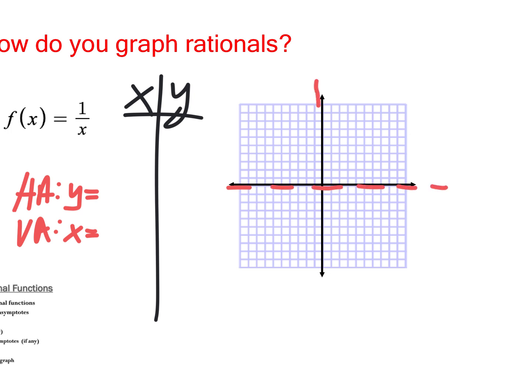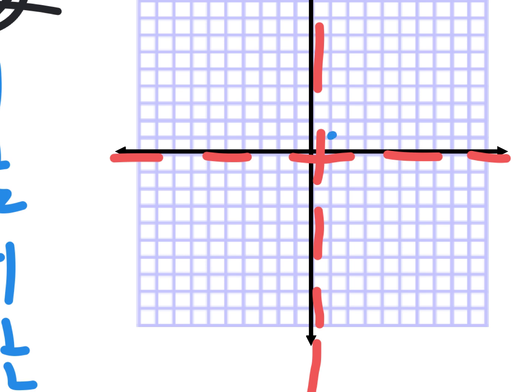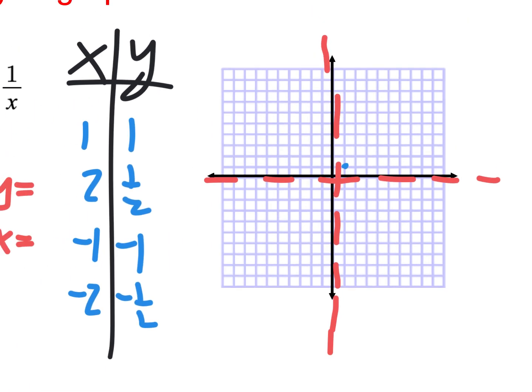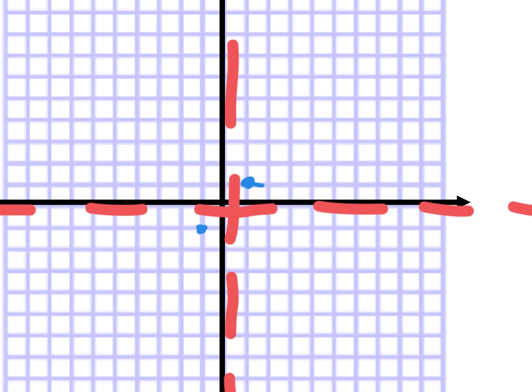Hope you figured out it was 0 and 0. And if you put in 1, you get 1. Put in 2, you get 1/2. -1, you get -1. -2, you get -1/2. And if I graph those, 1, 1. -1, -1. That's all I really needed. I don't need more points. Because of how I know asymptotes work, it has to go this way, and this way and that way.